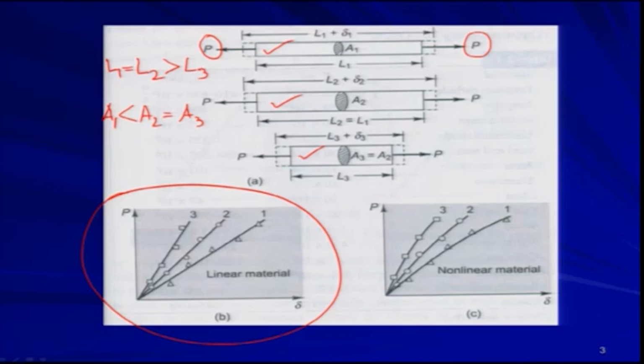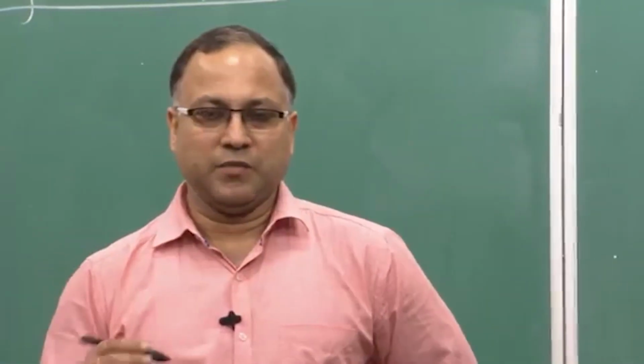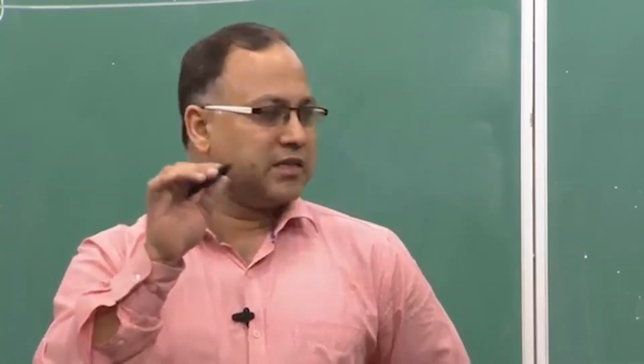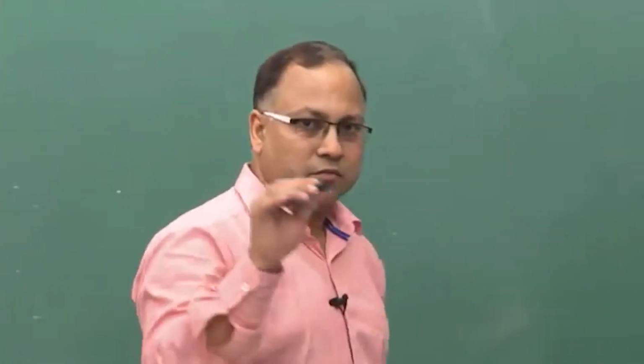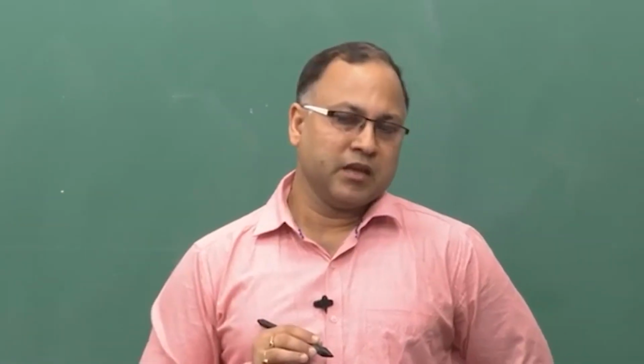So, you are getting different points as I told you. These are all different or discrete points for each increment of load. You are giving each increment of load and observing the deformation. Now, if the material is linear, that means if the force and deformation are linearly related, that is, the force P is directly proportional to delta.